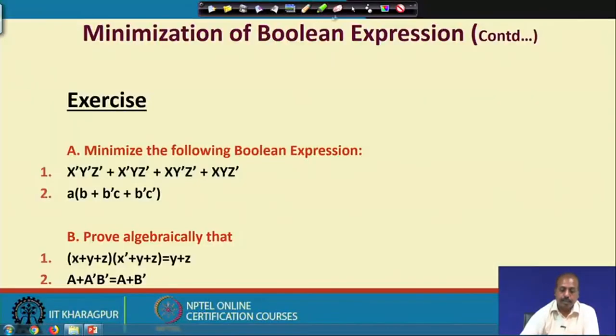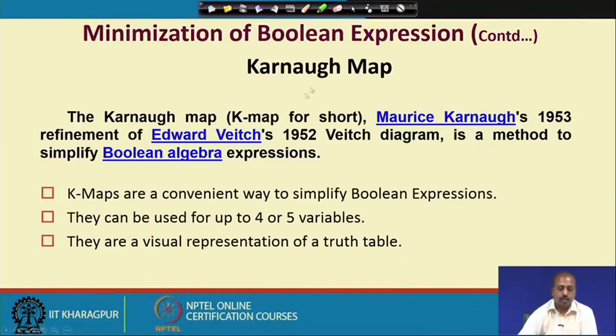So, next we will see this Karnaugh map method, the Karnaugh map or K map. This was invented by Maurice Karnaugh in 1953. It is a refinement of Veitch's 1952 Veitch diagram, which is a method to simplify Boolean algebra expressions. K maps are a very convenient way to express Boolean expressions. They can be used for up to 4 or 5 variables, and in some cases you can expand to 6 variables as well. They are a visual representation of a truth table. We will see how they look.